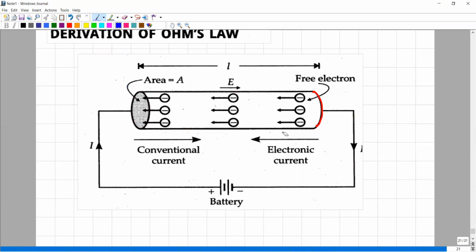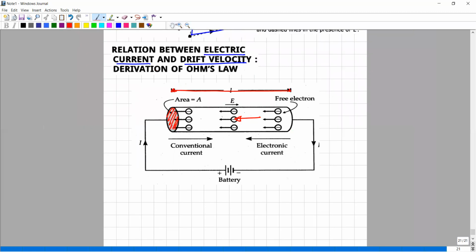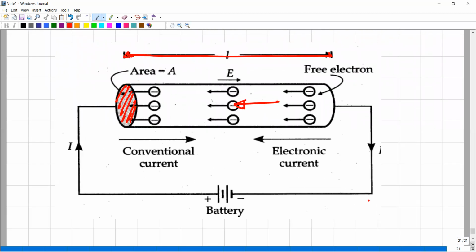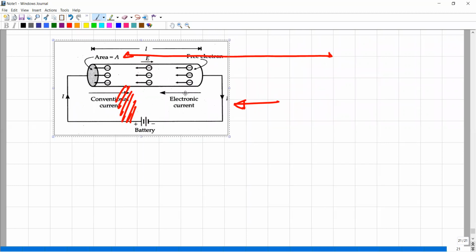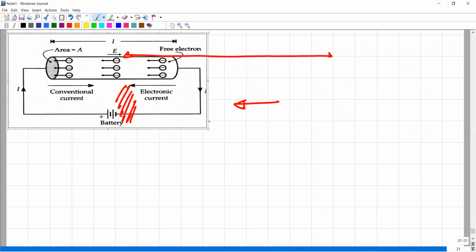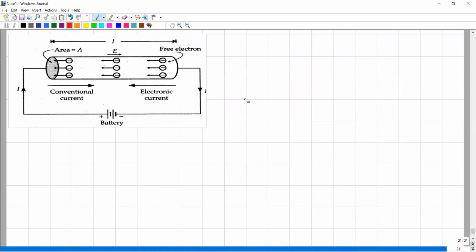Now, if the electric field is in this direction, then these free electrons would be moving opposite to the direction of the field, that you already know. The area of this conductor is A, the length of the conductor is L. So this is the situation we have. Now we are going to calculate the value of the current flowing through this conductor.